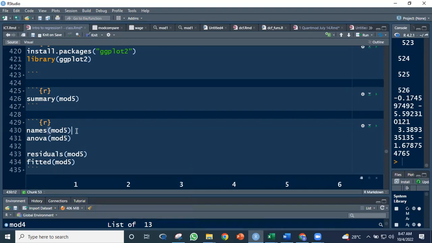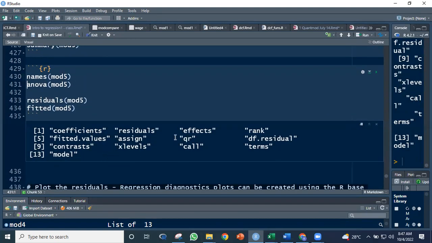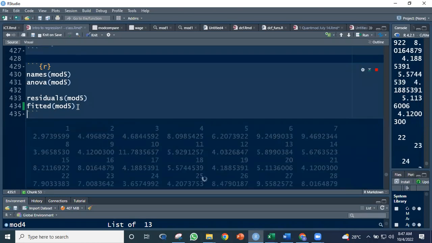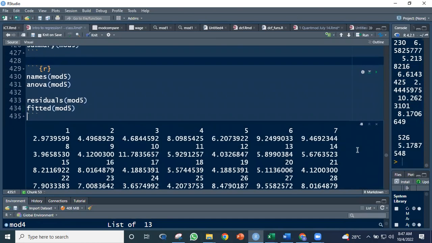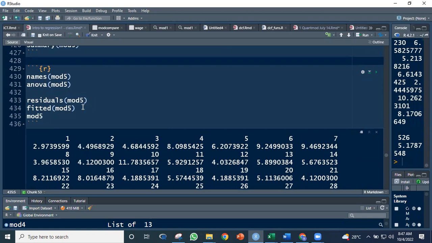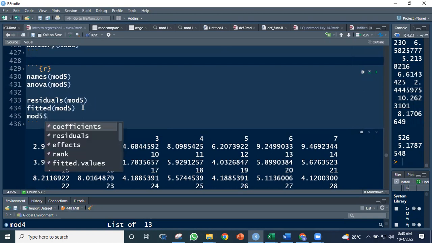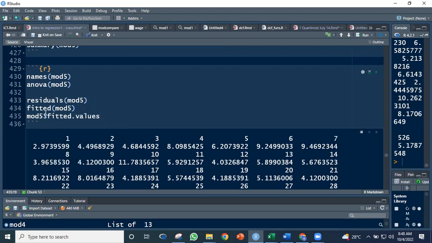Because in our names, there is fitted, right? Fitted.values, actually. Can we use this fitted? Yes. The function fitted. Okay, but if you want to get the fitted values, you can do it this way. This also works, guys. Yeah, it will give us the same thing. So this is the function fitted of model 5, or for model 5, the name of the object in model 5 is fitted.values.